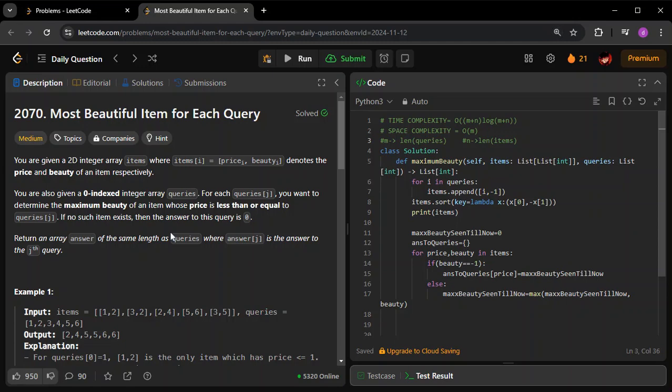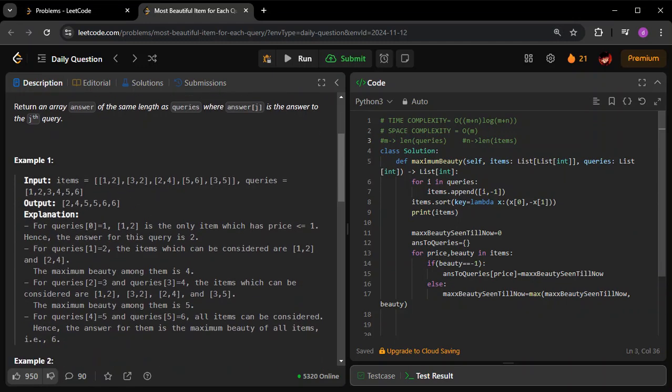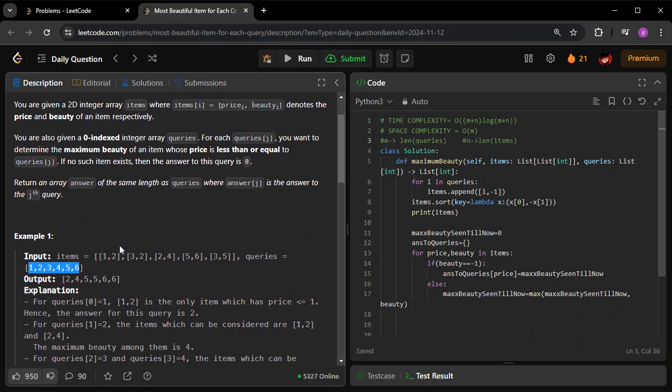Most Beautiful Item for Each Query. Let's see the input first. The input is a 2D array. We are also given a second array, the queries array, and we have to return the answer array whose length is the same as that of the queries array. So these are just what is given.